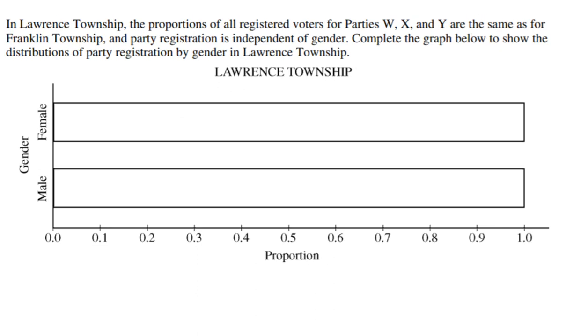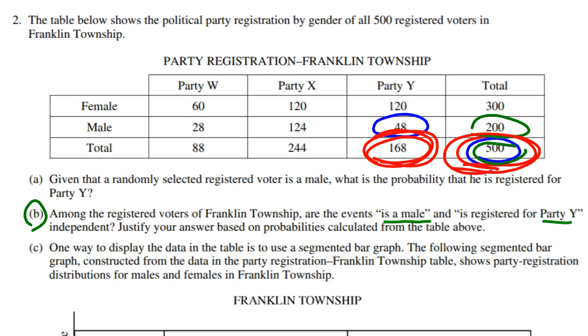The question goes on to ask, what if all the proportions of registered voters for the parties W, X, Y were the same, right? And party registration was independent of gender? Then what would your graph look like? So if gender didn't matter, then we would expect the proportion of males and females that were favoring each party to be the same. So we can find that actually right at the bottom of the table.